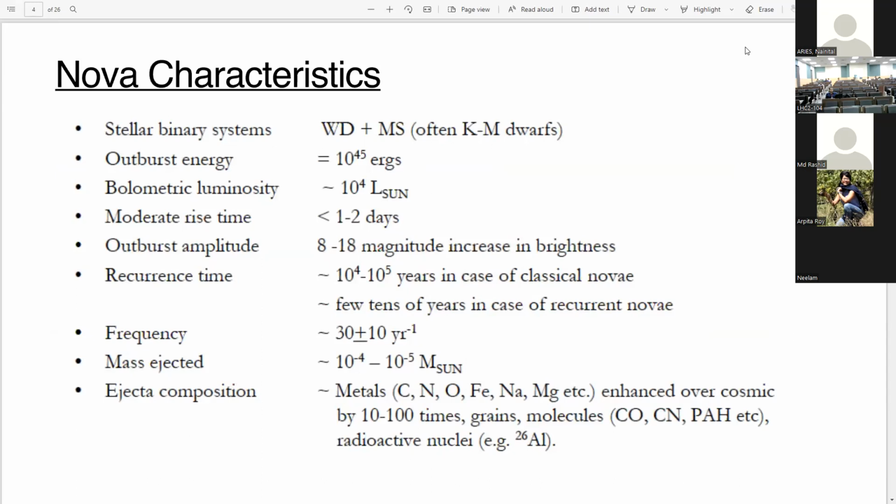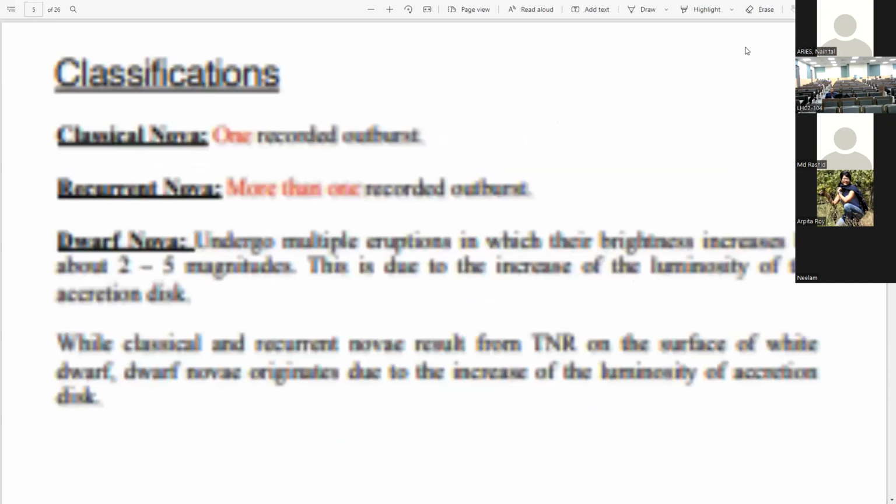These are the typical characteristics of a nova system. It is a binary star system, and the outburst energy is around 10 to the power 45 ergs. In the outburst, the mass ejected is around 10 to the power minus 4 to 10 to the power minus 5 solar masses, and the ejecta usually have metals enhanced over their cosmic values by 10 to 100 times. In a single outburst, we also see grains and different types of molecules.